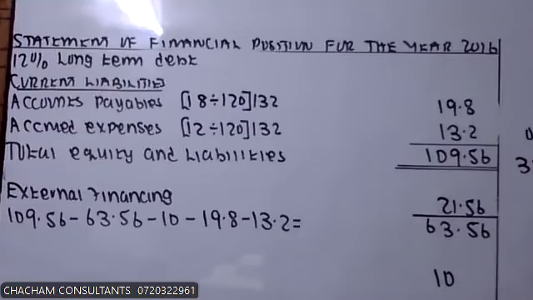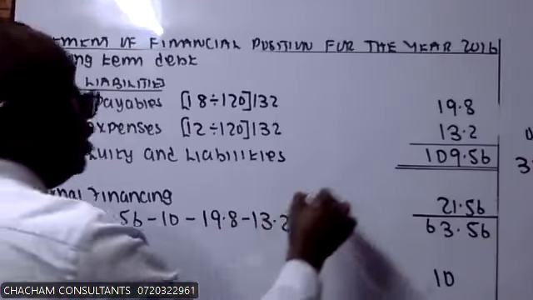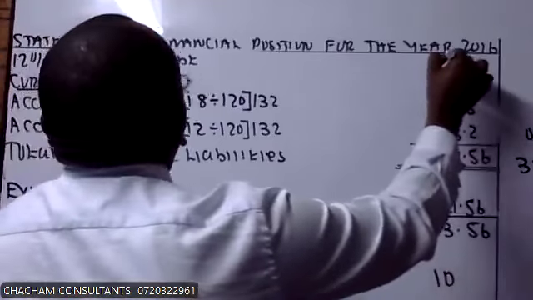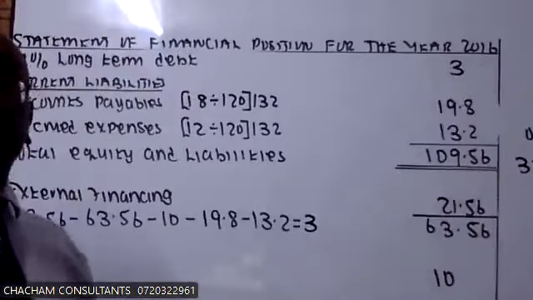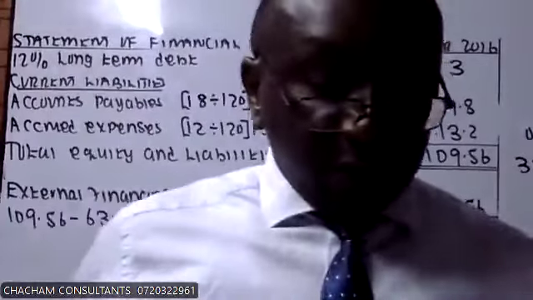Give me the answer. Naona wengine wameanza kuingia. So it's 3. Yeah, sasa hiyo 3 ndio utaleta hapa. Yeah, that's what we call the percentage of sales method.